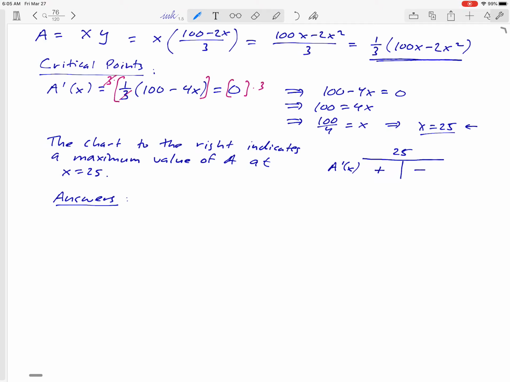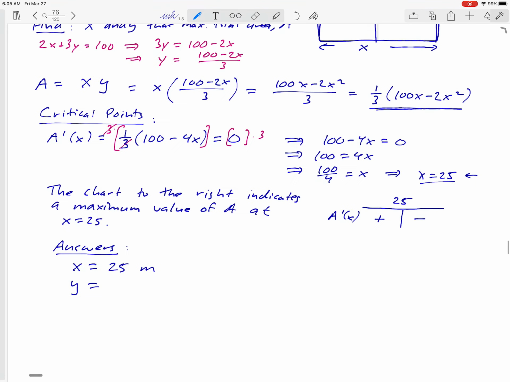And if you look back at the statement of the problem, they asked us for two things in this case. They wanted the dimensions of the field, the value of x and y, that give us the maximum area, and they also wanted the maximum area. So let's do those one at a time. We have already calculated and confirmed that x is 25. That's a length, and it's in meters in this case. We need to figure out what y is.